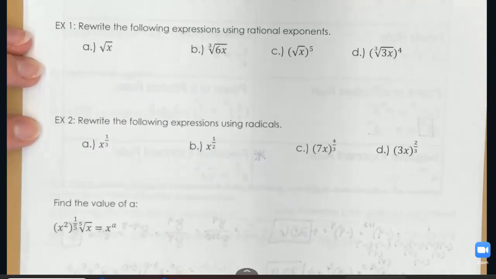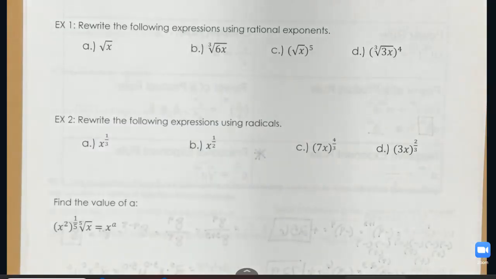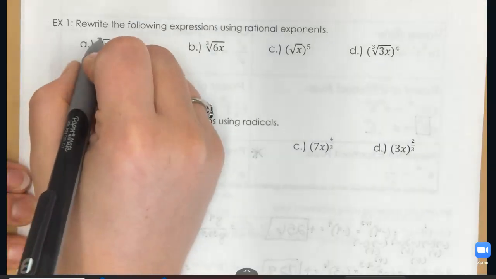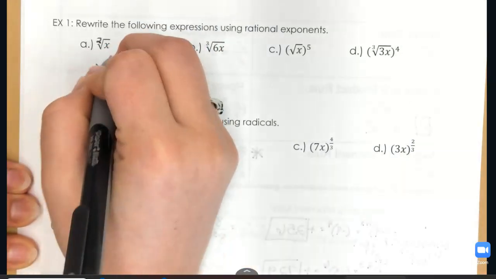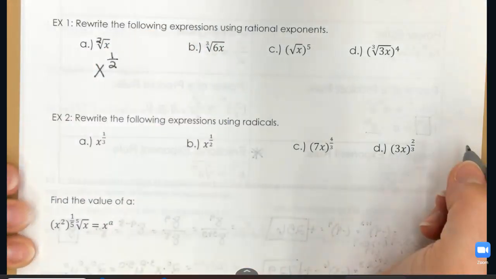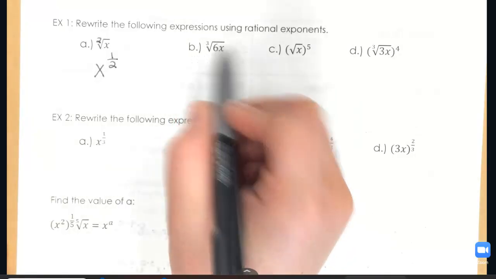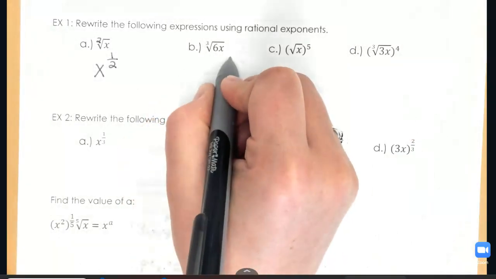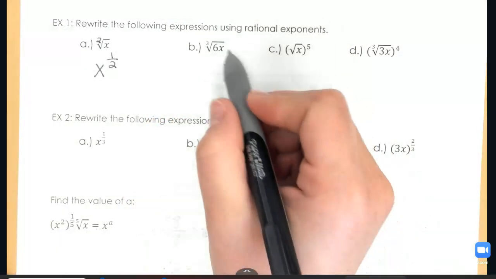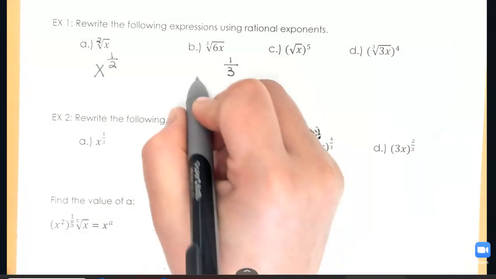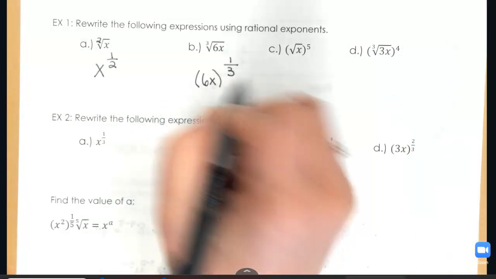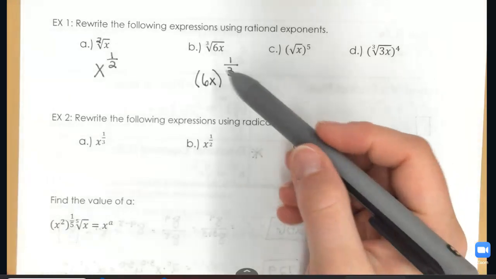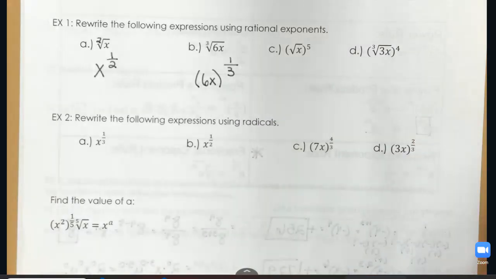So what we're going to do next is practice going back and forth between radical and exponent form. So starting with square root of x, again, that means that my index is 2. So this is x to the 1/2 power. On the next one, this is cube root. My index is 3, so this is going to be to the 1/3 power. And both the 6 and the x are inside, so I need to put them in parentheses to clarify that the exponent applies to both of them.